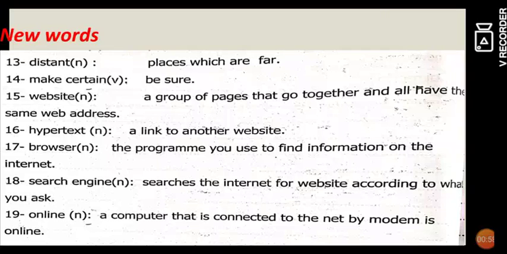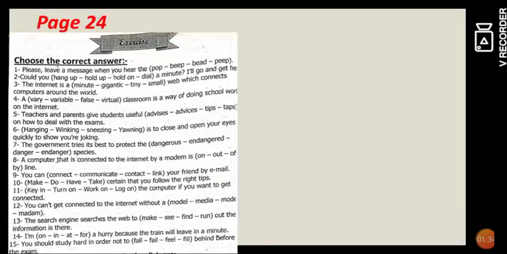Number 16, hypertext. It's a noun. Hypertext means a link to another website. Number 17, browser. It's a noun, means the program you use to find information on the internet. Number 18, search engine. It's a noun, means searches the internet for websites according to what you ask. The last new word, online. It's a noun, means a computer that is connected to the net by modem is online.